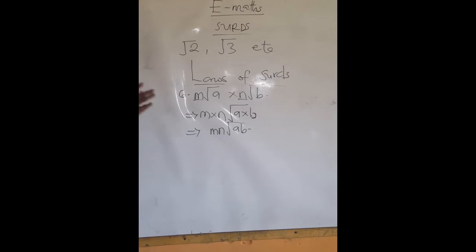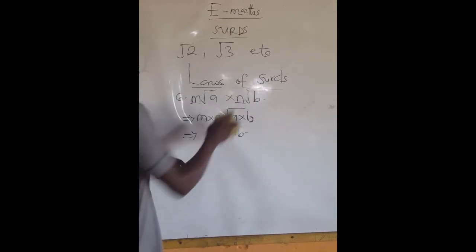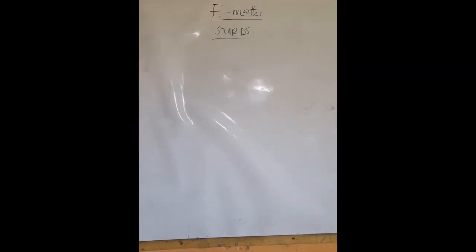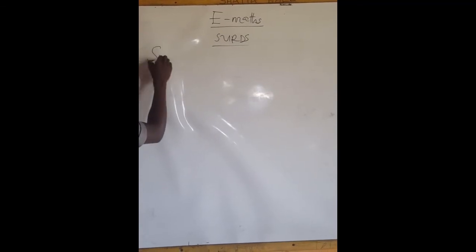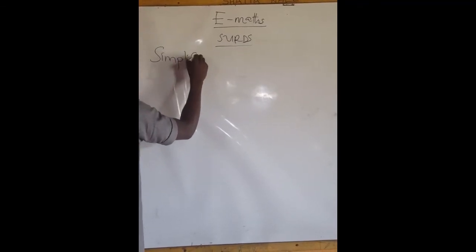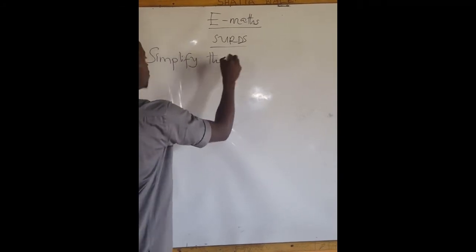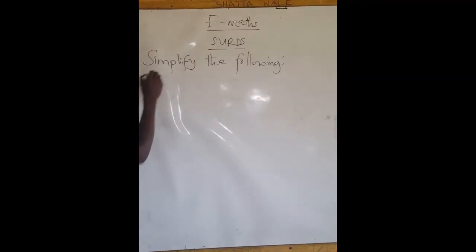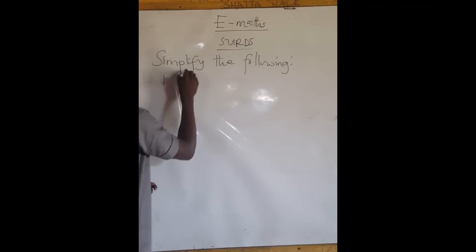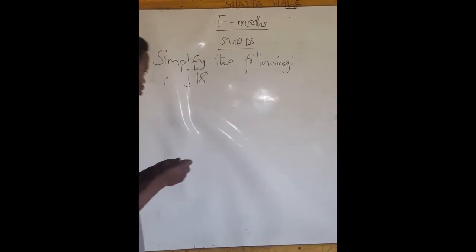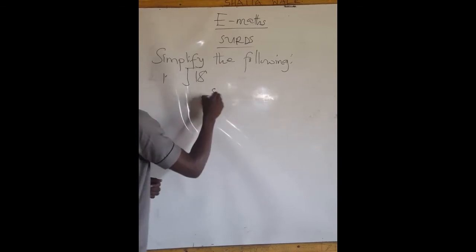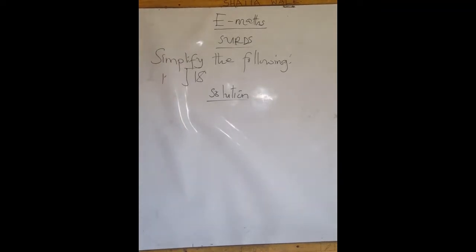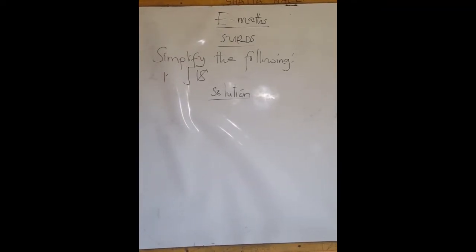So let's take examples or questions based on the laws of surds. Simplify the following. Our first question, we take root 18. We are to simplify root 18. Here we are going to be using the factor tree.